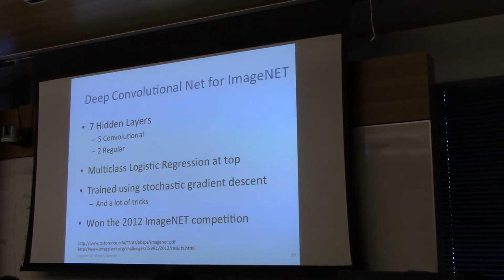The deep conv net that won this particular competition has gotten much better in the 3 or 4 years since. But the version that won had 7 hidden layers, 5 convolutional and 2 regular. The regular ones were just the ones you saw at the very beginning of the lecture. And multi-class logistic regression at the top, so this is 1,000 class logistic regression at the top layer, trained using stochastic gradient descent.